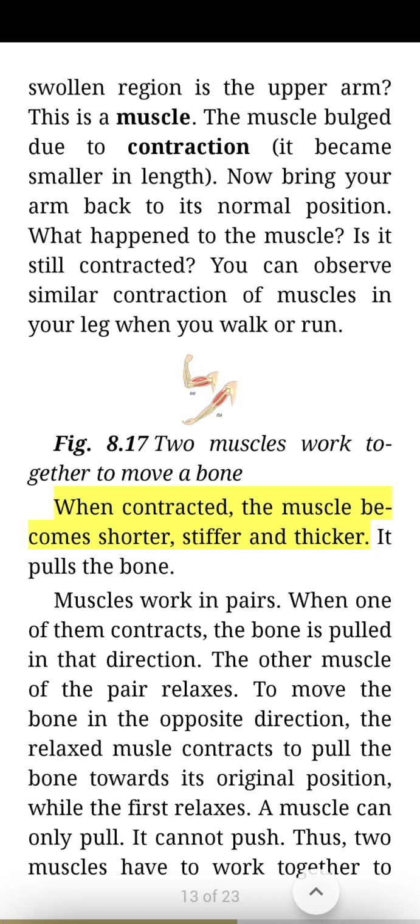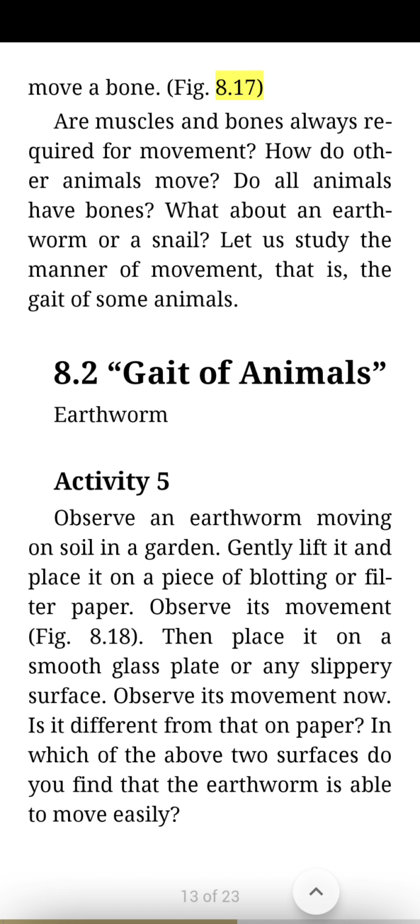When contracted, the muscle becomes shorter, stiffer and thicker. It pulls the bone. Muscles work in pairs. When one of them contracts, the bone is pulled in that direction. The other muscle of the pair relaxes. To move the bone in the opposite direction, the relaxed muscle contracts to pull the bone towards its original position while the first relaxes. A muscle can only pull. It cannot push. Thus, two muscles have to work together to move a bone. Fig. 8.17.